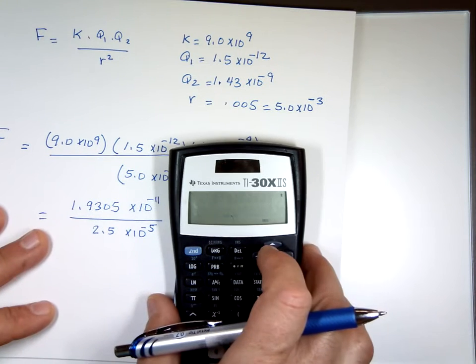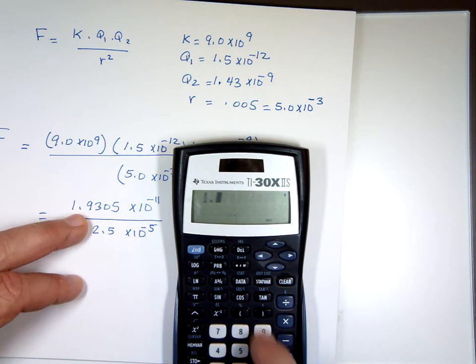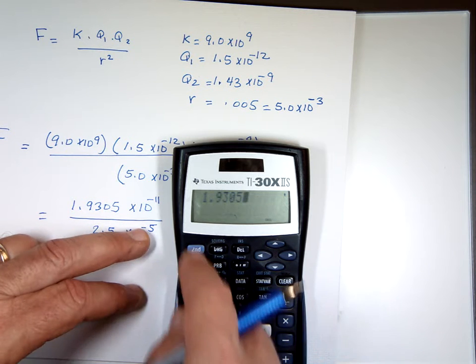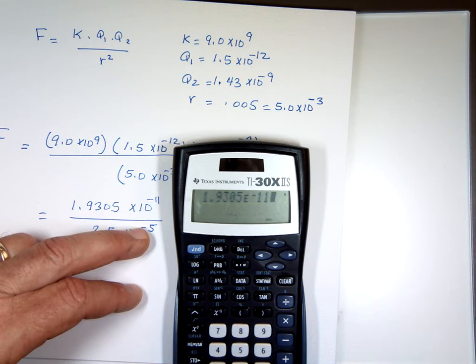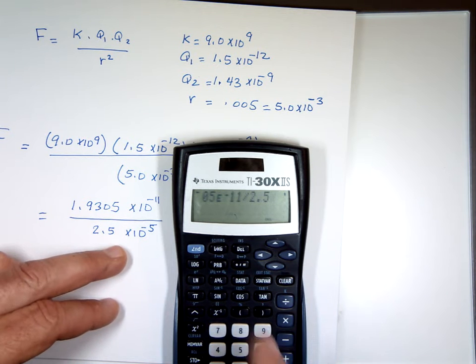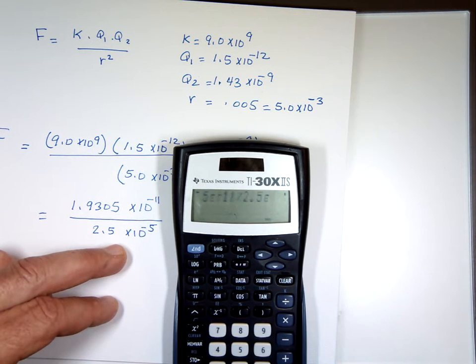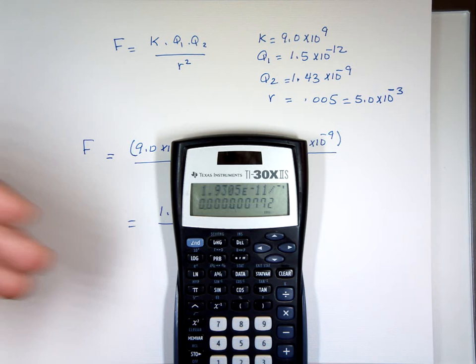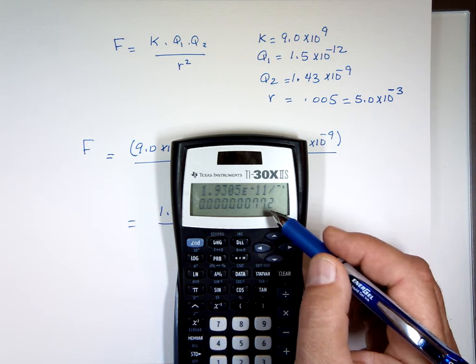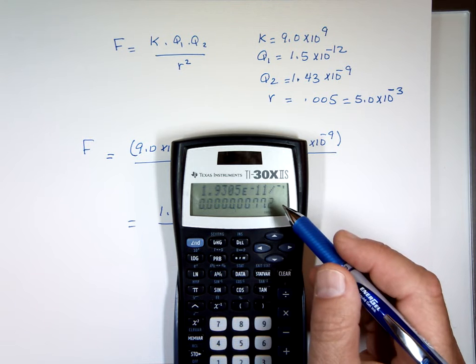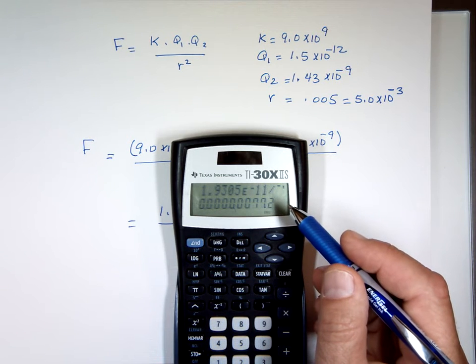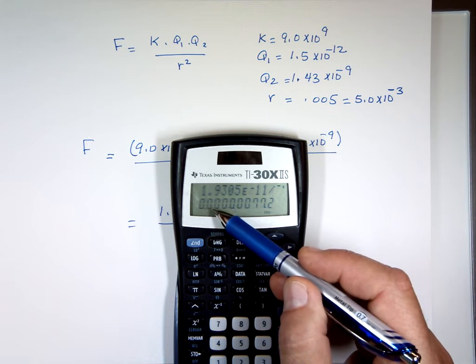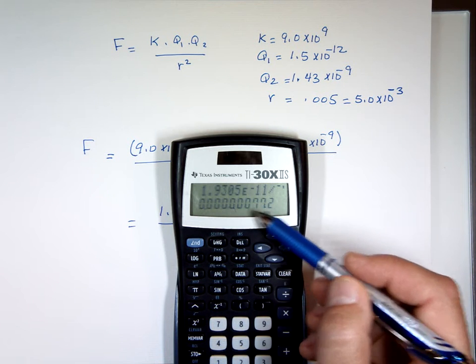Here we go. Let's divide these numbers. 1.9305 EE negative 11 divided by 2.5 EE negative 5 equals. And again, the calculator is always going to go to non-scientific mode unless you put it in scientific mode. So I got to move the decimal point between the 7 and the 7 all the way there. You can only have one non-zero digit to the left of the decimal point. So I got to move it 1, 2, 3, 4, 5, 6, 7.